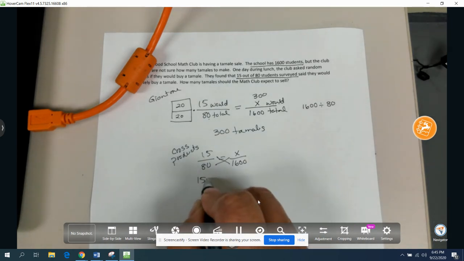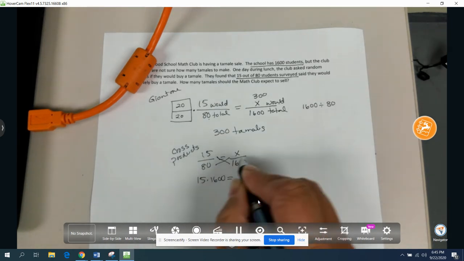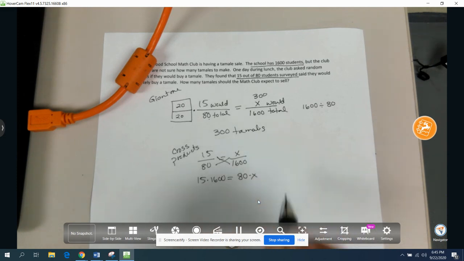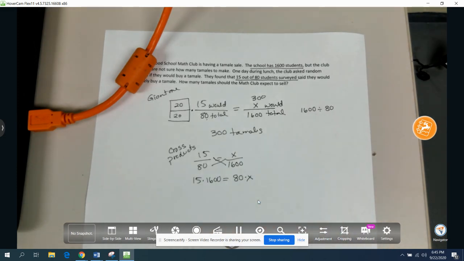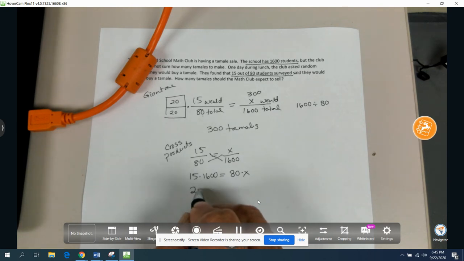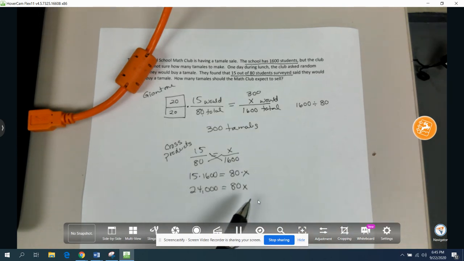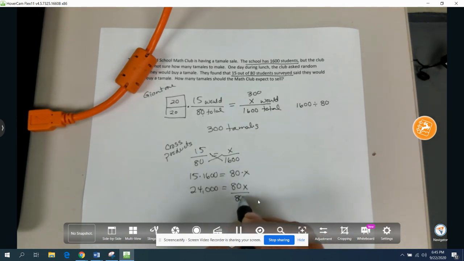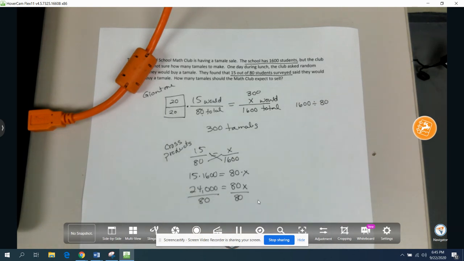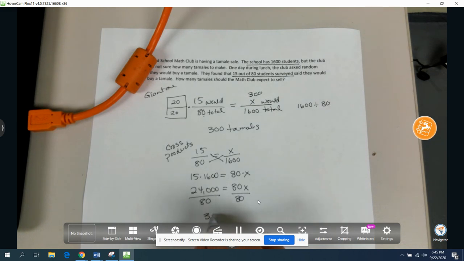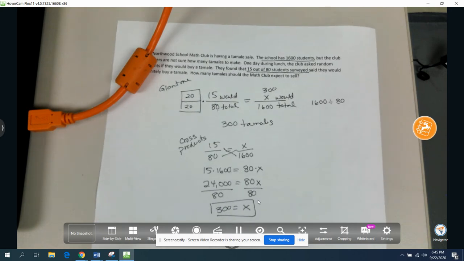Cross means diagonal. Products mean multiply. So I'm going to take 15 times 1,600 is equal to 80 times x, or I could just write it as 80x. So I take 15 times 1,600, and I get 24,000 is equal to 80x. So that's 80x. I want to figure out how much 1x is worth. So I do that by dividing by 80. And I should get the same thing, which I do. I get 300 is equal to x. So 300 tamales should be sold.